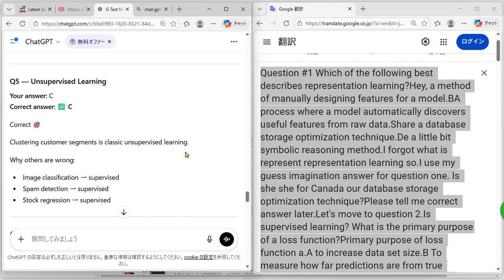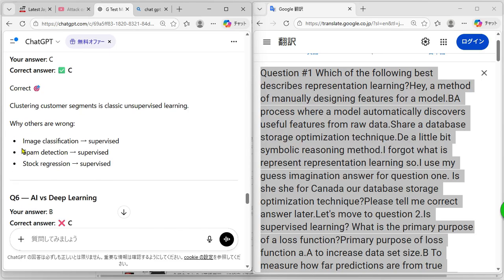Unsupervised learning. Why others are wrong: image classification, supervised. Spam detection, supervised. Stock regression, supervised.